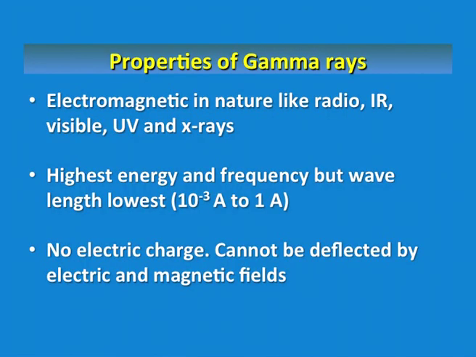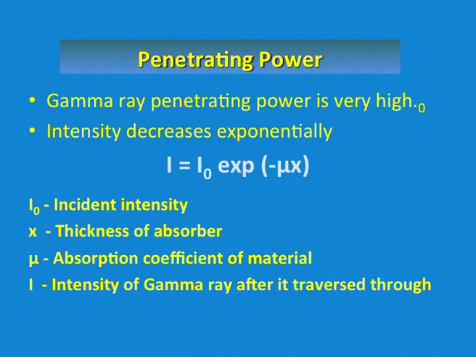Let us discuss the properties of gamma rays. Gamma rays are electromagnetic in nature like radio, infrared, visible, ultraviolet and X-rays. Their energy is highest and frequency is also high, but the wavelength ranges from 10 to the power of -3 angstroms to 1 angstrom. Gamma rays don't have any electric charge, hence they cannot be deflected by electric and magnetic fields.